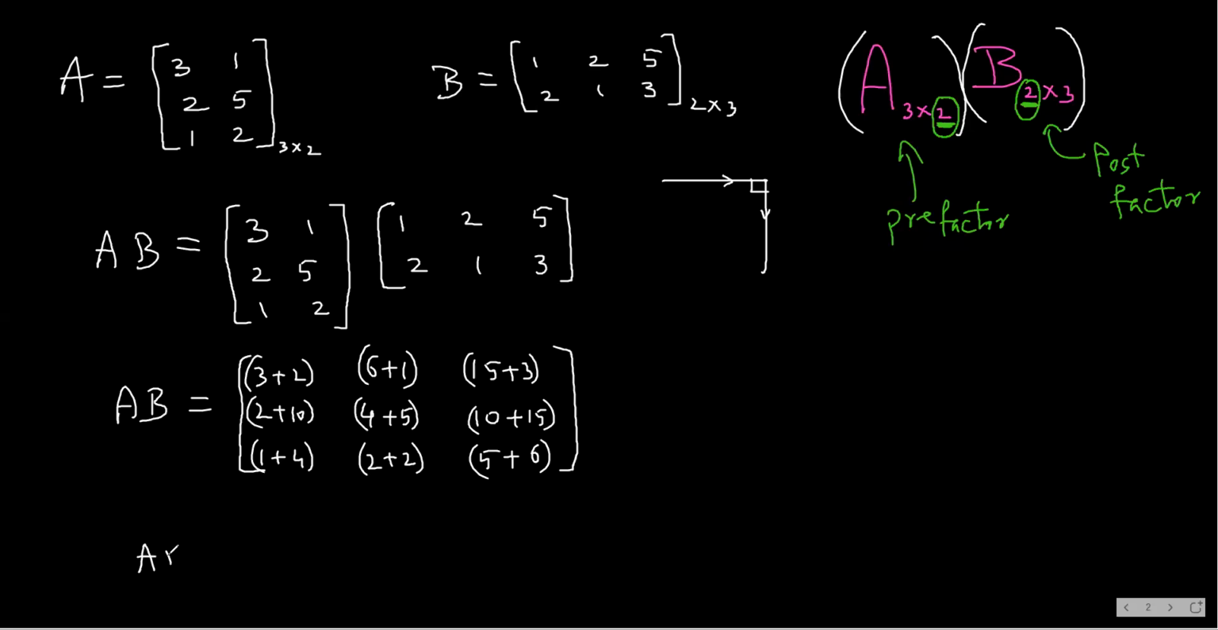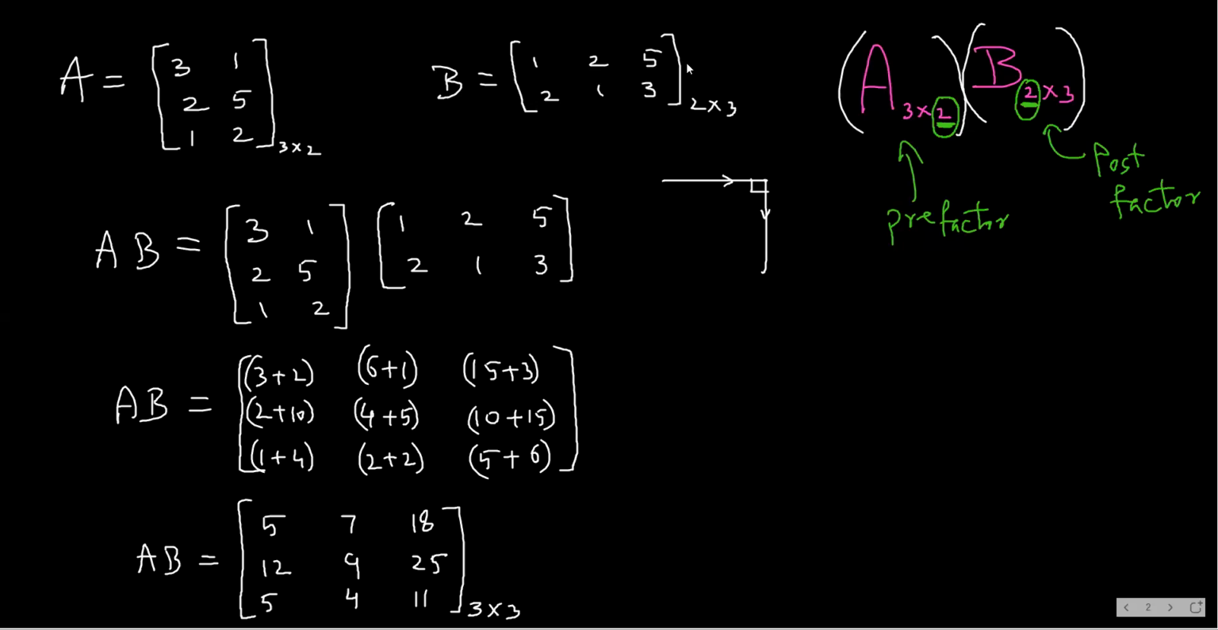So finally I will get matrix AB as 5, 7, 18, 12, 9, 25, 5, 4, and 11. This is what I got. This matrix is AB. What is the order of AB? Order of AB is 3 by 3, which is in front of you. You can check, 3 rows and 3 columns.